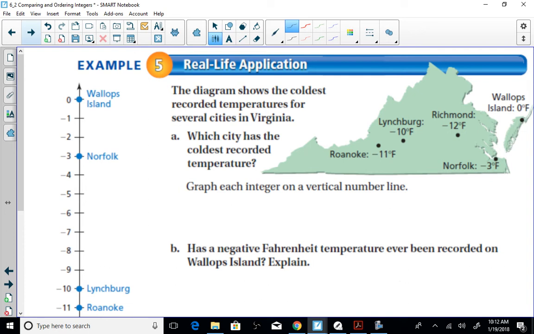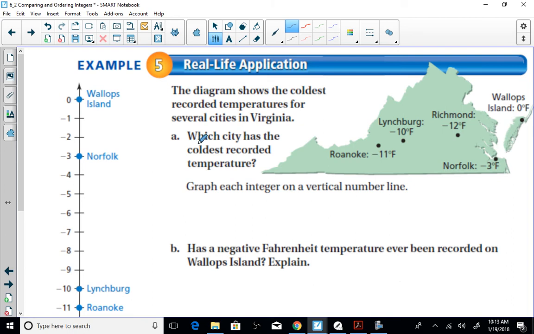Let's move on to our next question. Real life application question. It reads, the diagram shows the coldest recorded temperatures for several cities in Virginia. I see Roanoke, Virginia. The coldest recorded temperature is -11. Lynchburg, Virginia, -10. Richmond, Virginia, -12. Norfolk, Virginia, closer to the water, right, -3. Wallops Island is 0. So Wallops Island has not recorded a negative temperature. They've only gone down to 0.